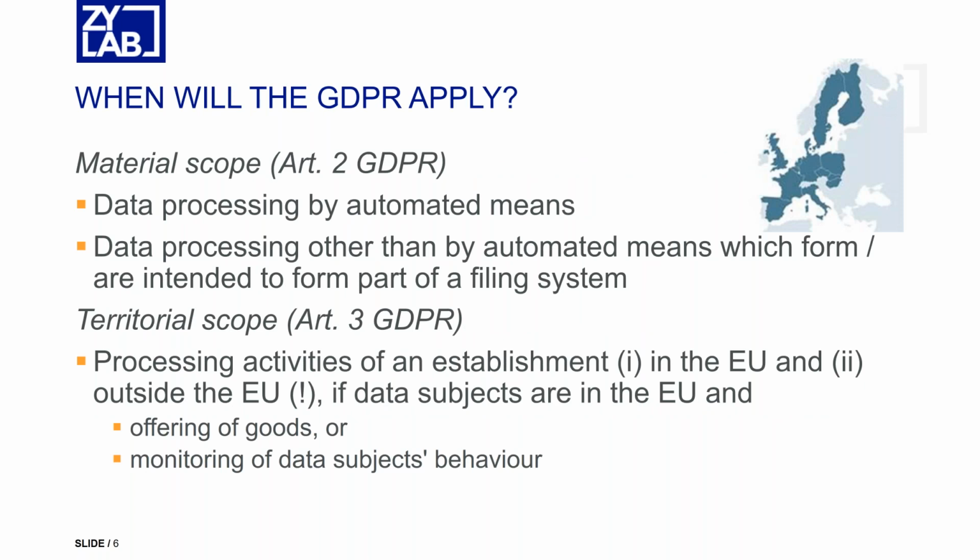So where will this apply? In material scope, so that's Article 2, it'll apply to any data that's processed by automated means, any data that's processed by automated means which form part of a filing system. So if you have an electronic record system, that falls into the material scope. But then in territorial scope of Article 3, processing activities of an establishment in the EU or outside of the EU if the data subjects are members of the EU. So as I mentioned, the offering of goods and services or the monitoring of data subjects' behavior for members of the European Union, even by organizations outside of the EU, meaning the United States or other countries within North America, for example.